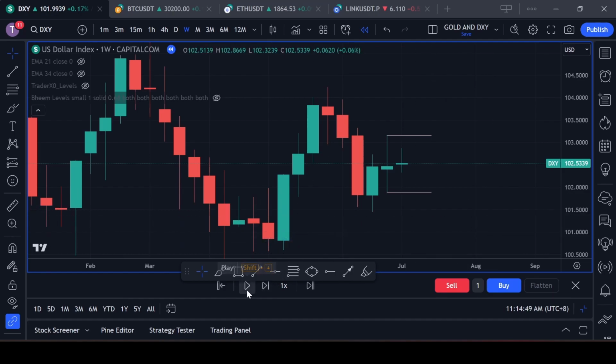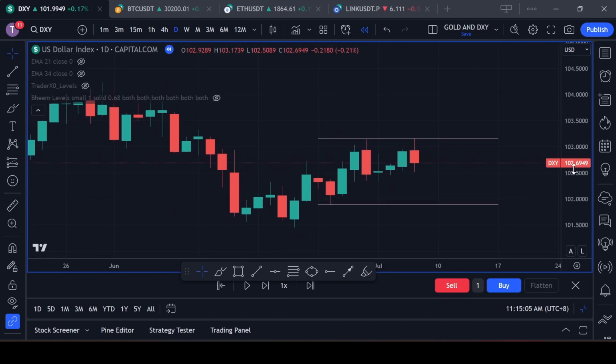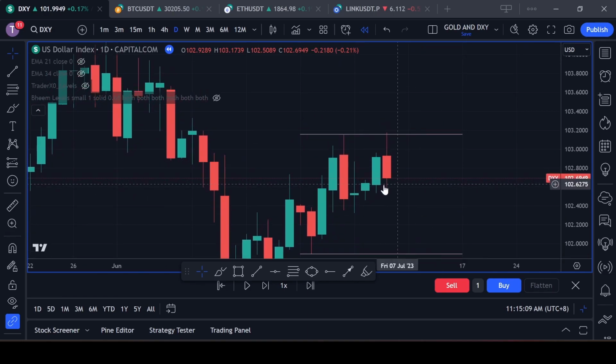Okay, so let me just run it out. Remember, this is the weekly candle. So you can see it, the weekly candle barely broke above the weekly high and then started to push back down again. So of course you don't just view it on the weekly time frame, you view it on the daily, on the 4-hour. But you can see it very clearly on the daily.